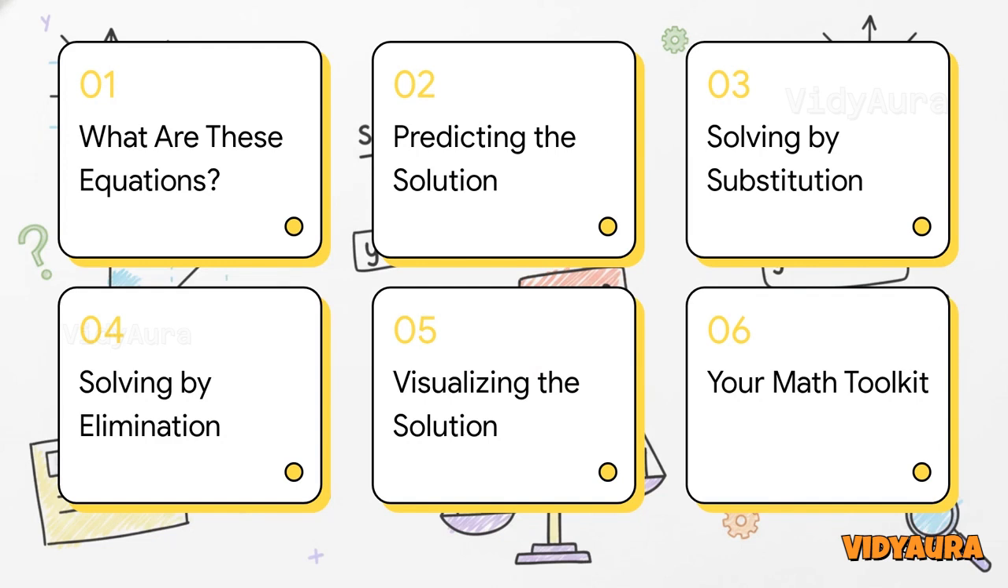So here's our roadmap for this explainer. We're going to start with the absolute fundamentals. Then I'll show you a really cool trick to predict what kind of answer you're looking for before you even start solving. After that, we'll dive deep and master the two heavy hitters, substitution and elimination. And to wrap it all up, we'll see what our answers actually look like on a graph and build a little toolkit so you know exactly which method to use every single time.